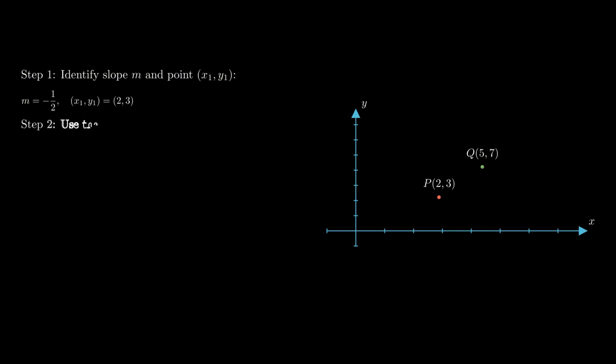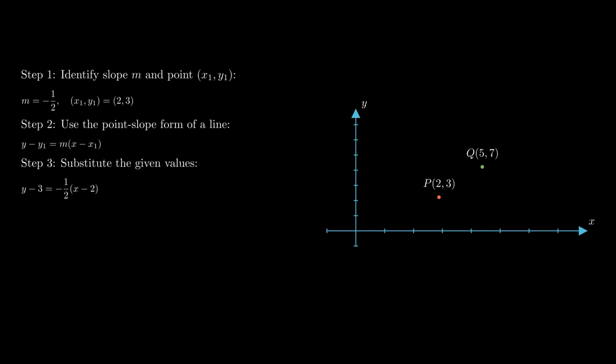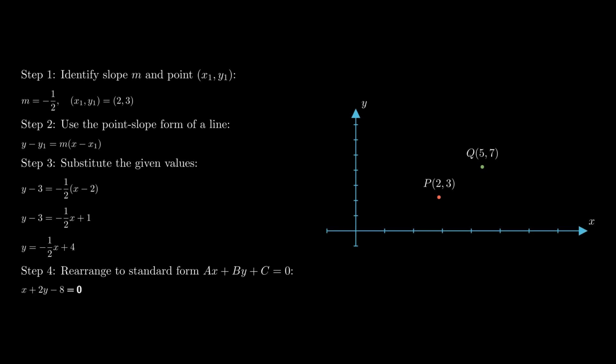To find the equation of the line, we use the point-slope form of a line equation. y minus y1 equals m times x minus x1, substituting our values. Expanding, y minus 3 equals negative 1/2 x plus 1. Rearranging into slope-intercept form, y equals mx plus b. Now, let's convert it to standard form, ax plus by plus c equals 0: x plus 2y minus 8 equals 0.